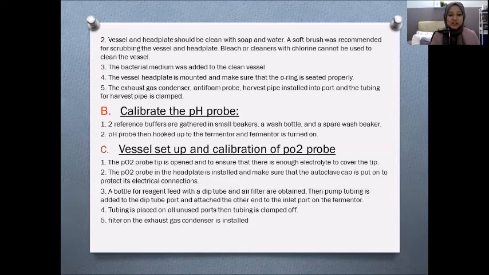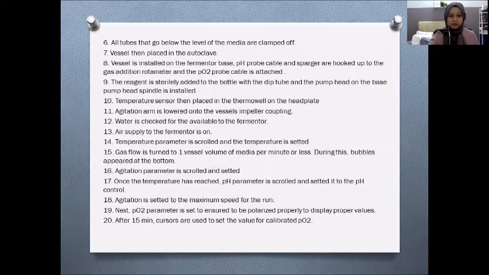Then a bottle for reagent feed with a dip tube and air filter is obtained. Tubing is placed on all unused ports, then clamped off. The filter on the exhaust gas condenser is installed. Then all tubes that go below the level of media are clamped off. The vessel is then placed in the autoclave.